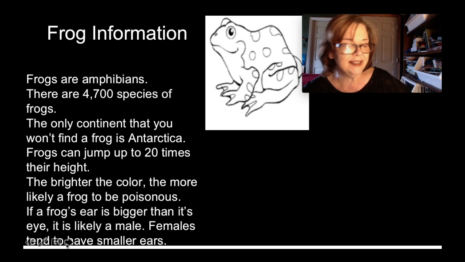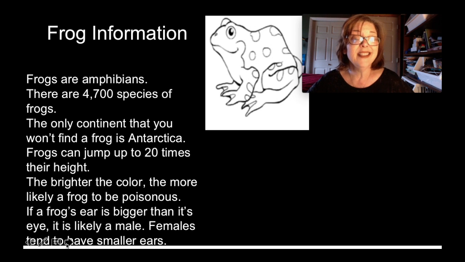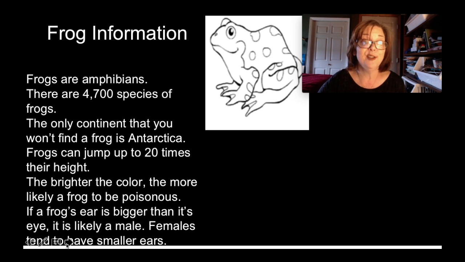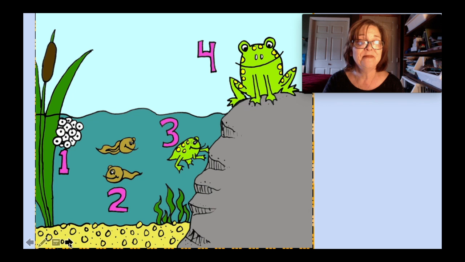Just some fun facts about frogs that I thought you might like to know: frogs are amphibians, and there are 4,700 species of frogs. The only continent that doesn't have frogs is Antarctica. It's too cold. Frogs can jump up to 20 times their height. Also, the brighter the color of the frog, the more likely they are to be poisonous. And this is very interesting: a frog's ear bigger than its eye is likely a male, a boy. Females tend to have smaller ears.